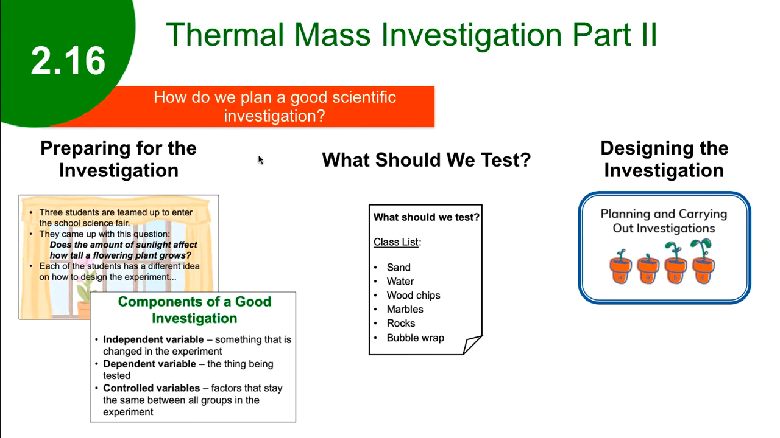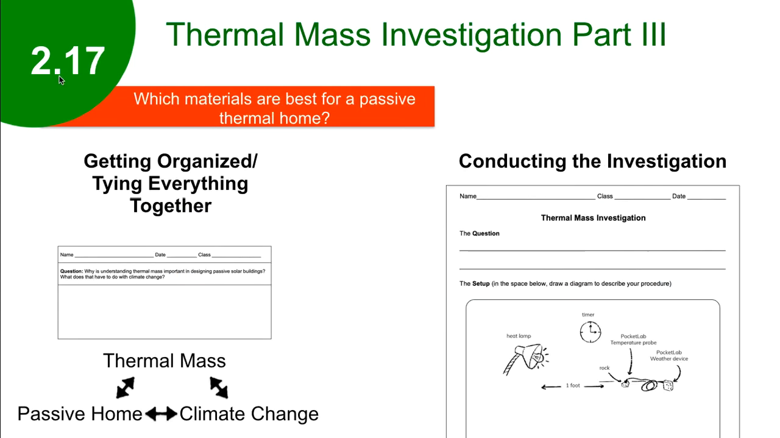But which material should we use in passive solar homes? Students expand on their investigation from yesterday to test how different materials heat up. But they start with an interactive presentation to make sure that they can answer, how do we plan a good scientific investigation? Then students decide which materials they want to test. They spend the remainder of the class writing out the steps of their procedure to ensure that they have a fair test.